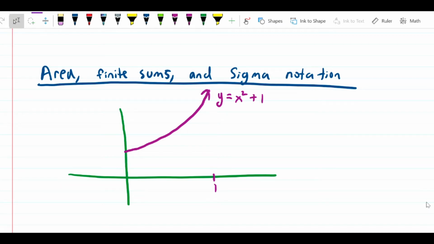Let's turn now to the topic of area, finite sums, and sigma notation. This brings us to chapter 5 in the Thomas textbook, and for those of you following along, this corresponds to section 5.1. One of the things that happens at this point in the course is that we kind of shift gears.